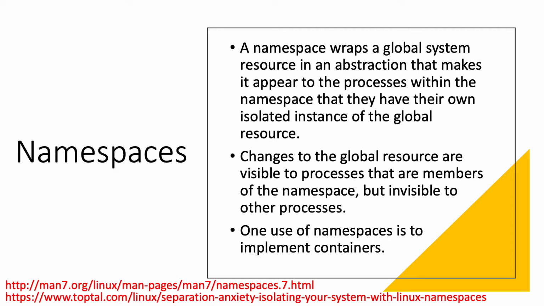Changes to the global resource are visible to processes that are members of the namespace, but they're invisible to other processes. So in other words, we're doing this separation. Namespaces separate. So anything that's outside the namespace can't see what's in the namespace. Anything within the namespace can see everything. So one of the uses that namespaces have been put to is to implement containers, because obviously a container has to have its own little world and has to be separate from everything else.